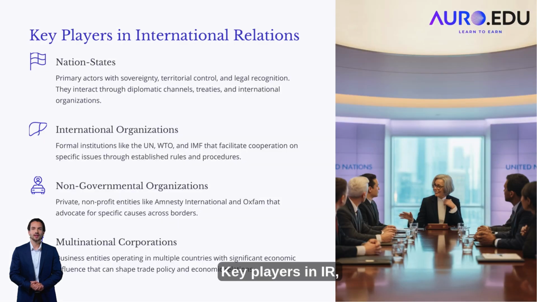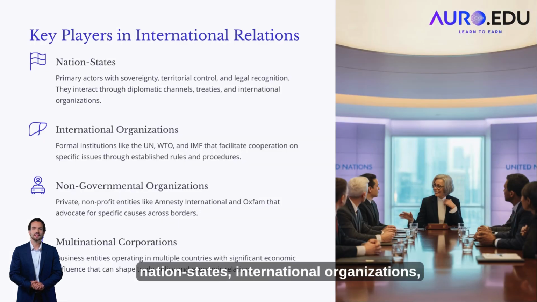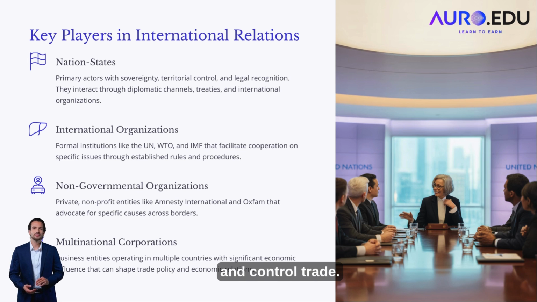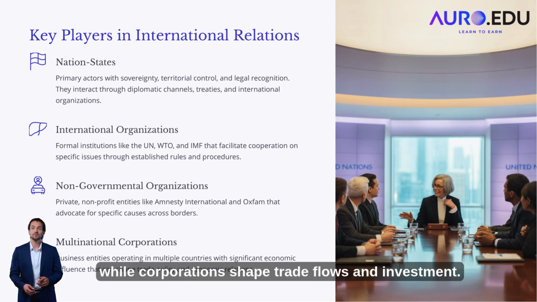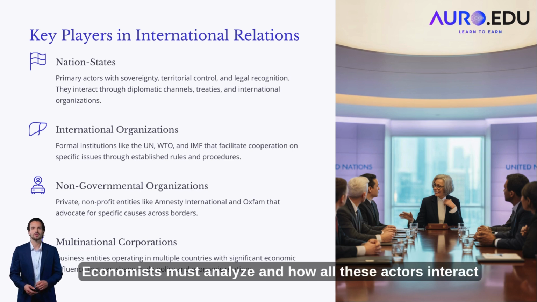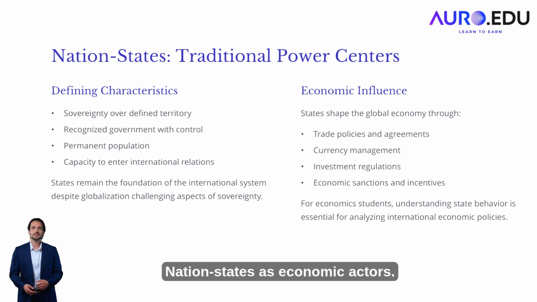Key players in IR: 4 main categories: nation-states, international organizations, NGOs, and multinational corporations. Nation-states remain central as they set economic policies, regulate currencies, and control trade. International bodies like the WTO and IMF set rules and stabilize markets. NGOs influence humanitarian and development policy, while corporations shape trade flows and investment. Economists must analyze how all these actors interact in shaping global markets.